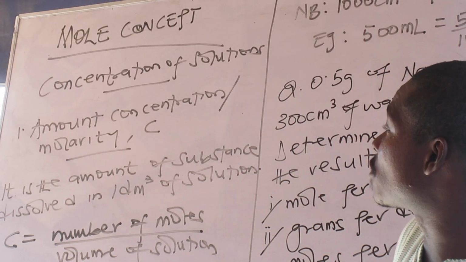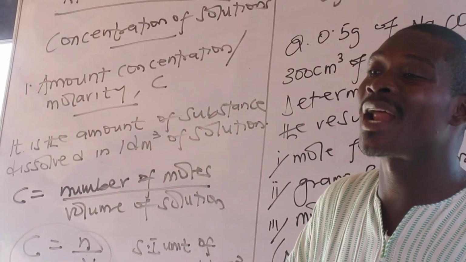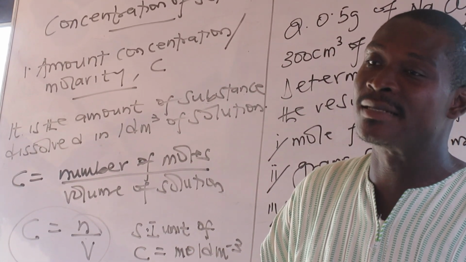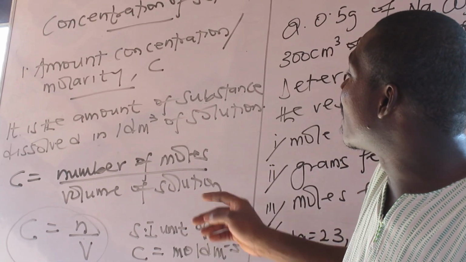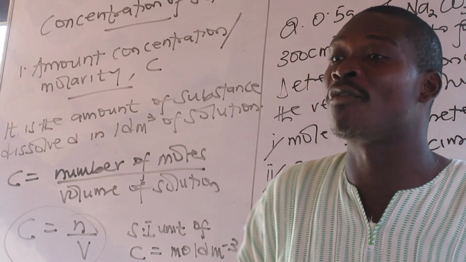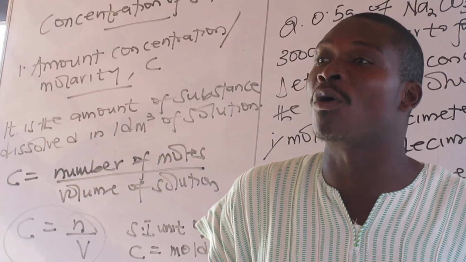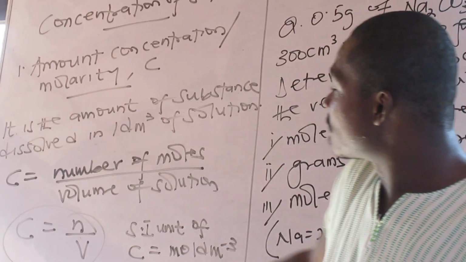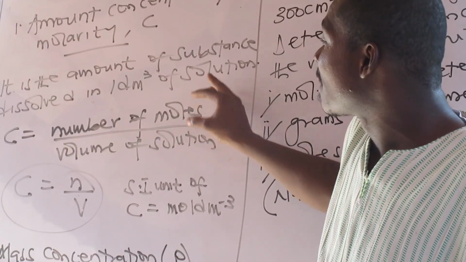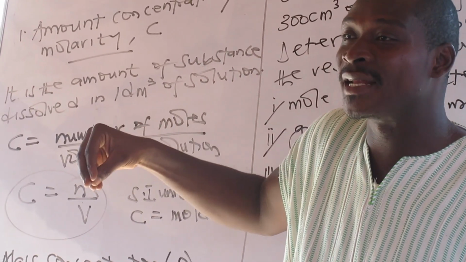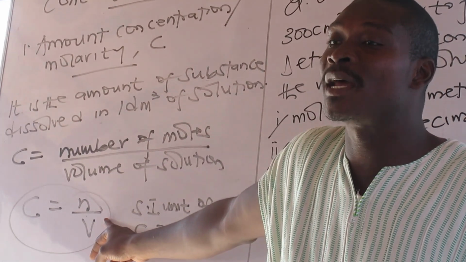Now let's look at concentration of solutions. Amount concentration is also known as molarity. It is the amount of substance dissolved in 1 dm cube of a solution. Now that is the formula: C equals number of moles over the volume of what? Solution. C equals n over V. So when we use this formula, we can calculate the concentration of the solution in moles per dm cube. This is the only formula which can give you moles per dm cube.